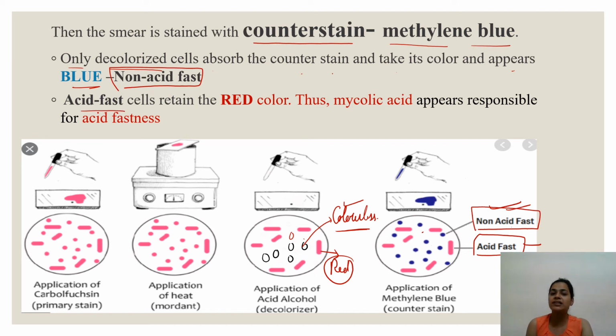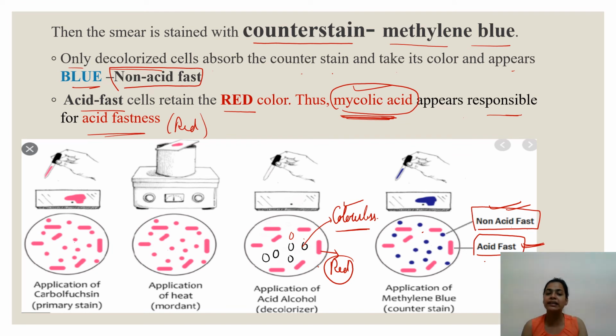And the acid fast cells, which were red in color, retain their red color even after decolorization. Why did they retain the color? Because of the presence of excess lipoidal material like mycolic acid. Now they will maintain their red color, they will not take up the methylene blue. So this mycolic acid appears to be responsible for acid fastness. Acid fastness means the cells can still retain the color of the primary stain, so this characteristic of the acid fast cell is because of the presence of mycolic acid.